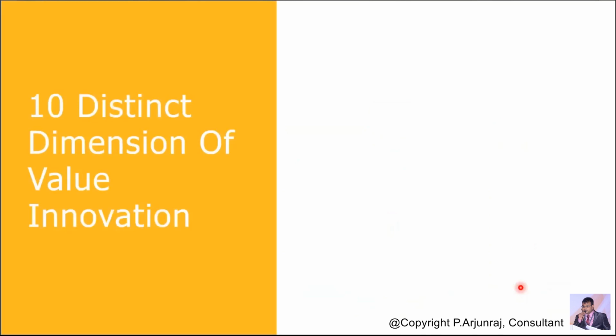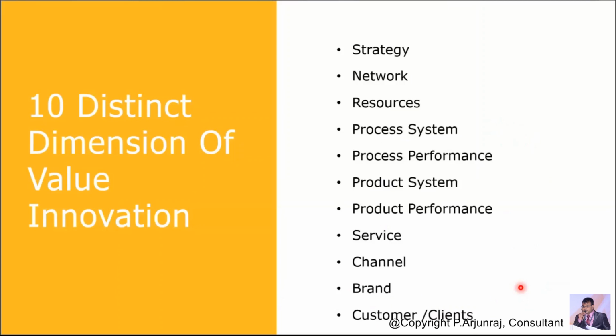So these are the 10 distinct dimensions of value innovation. The first one is strategy, the second is network, then resources, and then you have the process system and process performance, and as I said, this can be applied to a product as well. So product system, product performance, service, channel, brand, and customer and clients. Through these 10 distinct dimensions, you can achieve value innovation.